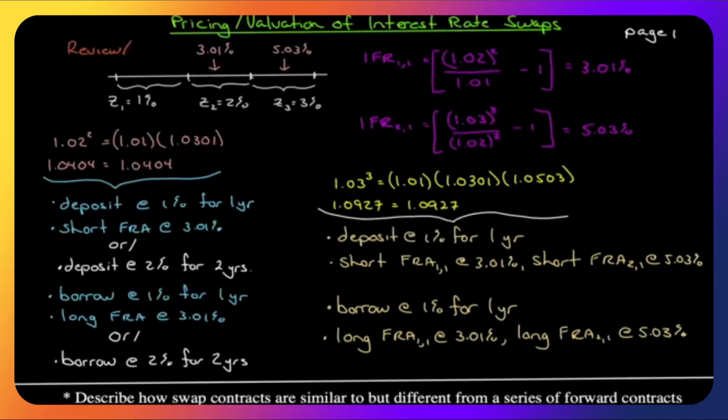What I'm going to do is a little review of the implied forward rates, and we will slowly lead into contrasting a multi-period contract where one side is a swap, the other side is a series of FRA contracts, to see how they are the same thing.